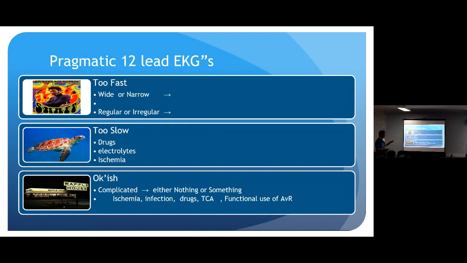So I would say he's too slow. When I say a too slow rhythm, I think three things. I think it's a drug overdose, intentional or unintentional, like a calcium channel blocker or beta blocker. I think electrolytes or hyperkalemia, or I think ischemia. Now, other things cause bradycardia, but you picked that up in a primary exam, right?